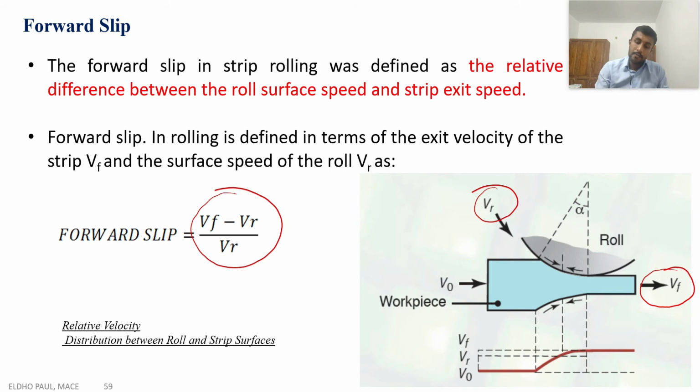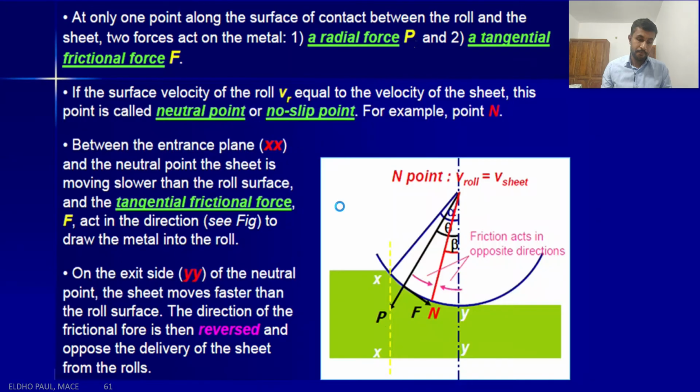So Vf is always greater than V0, and Vf is always greater than Vr also. Okay, then there will be a net forward slip in this rolling process.